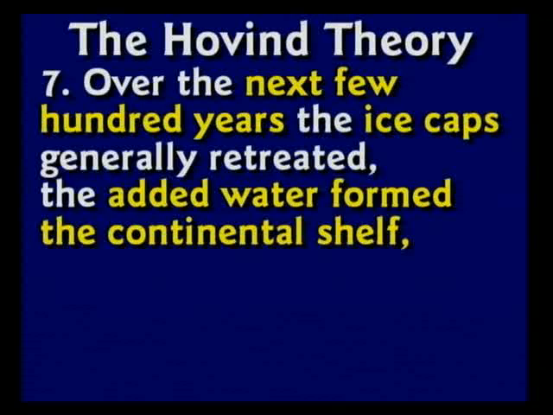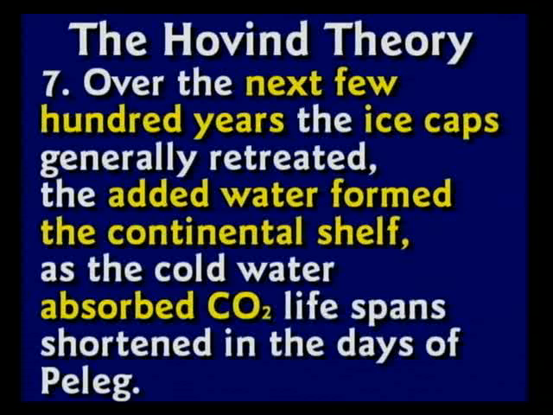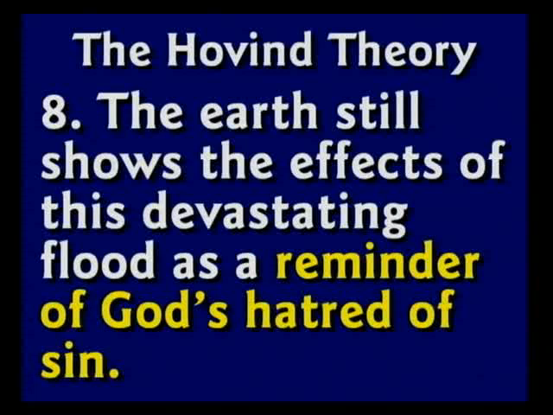Over the next few hundred years, the ice caps generally retreated from Kansas City clear back to where they are now in Alaska. This would add water to the ocean, making the oceans colder, deeper, and wider, which is why we have a continental shelf, which we'll get into in a minute. Cold water absorbed carbon dioxide, and lifespans were shortened in the days of Peleg because of the lack of greenhouse gases, which allowed more radiation in, and numerous factors probably entered in here, but lifespans were shortened in the days of Peleg. Lastly, the Earth still shows the effects of this devastating flood as a reminder of God's hatred for sin.